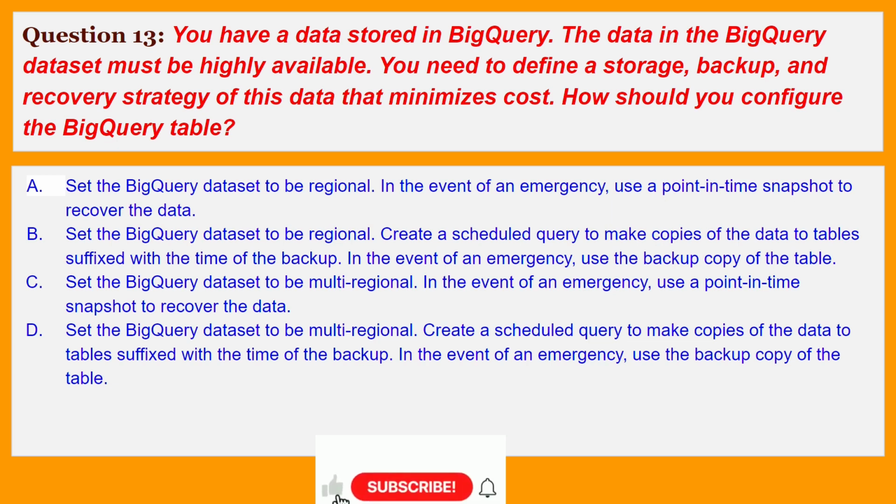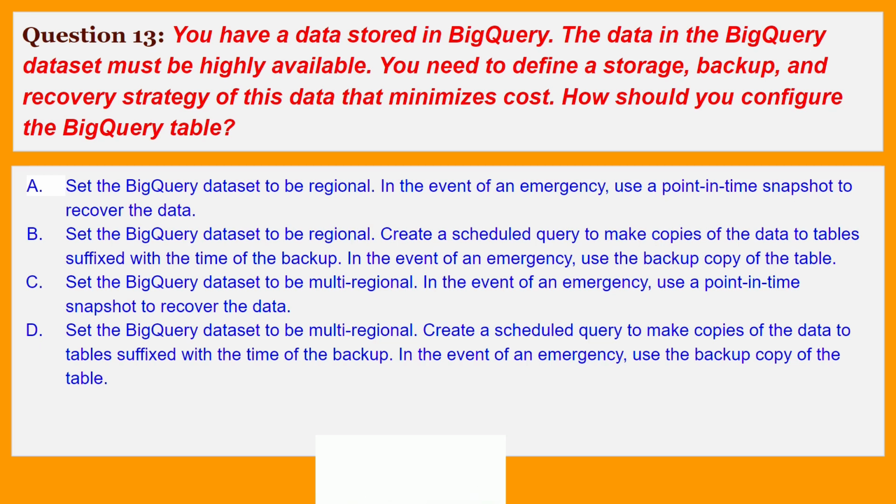Here, the question is mainly about data stored in BigQuery that must be highly available. Since it's highly available, we cannot store the data in a single region. Highly available in the sense it should be available in more than one region. So option A and B we can eliminate because option A and B talk about regional. So we are left with option C and D.